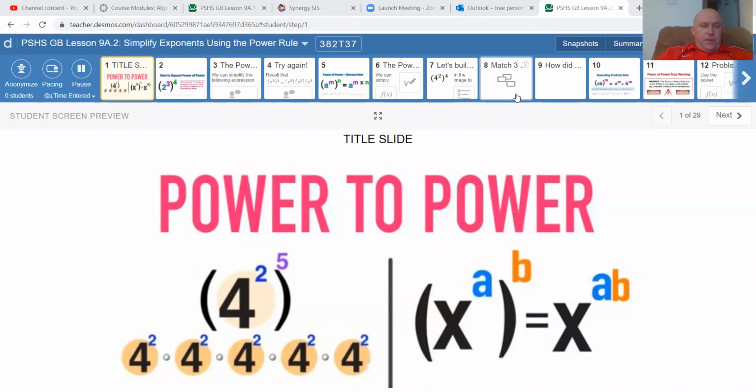Okay, this is the video tutorial to go with lesson 9.8.2. This is simplifying exponents using the power rule. We actually saw the power rule a little bit at the end of last lesson, but we're going to take a proper look at it in this lesson.